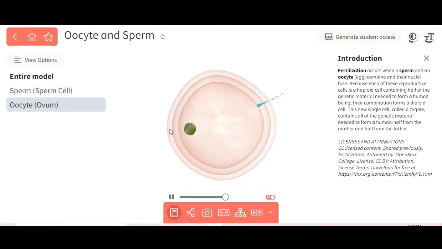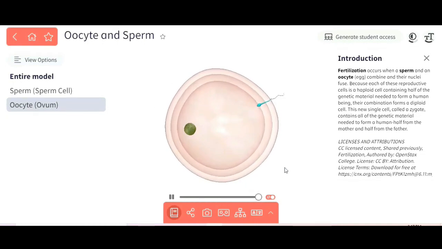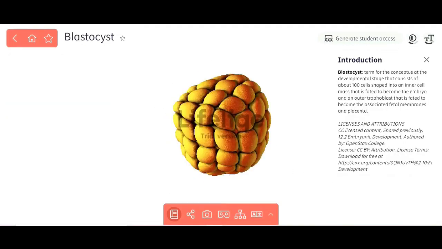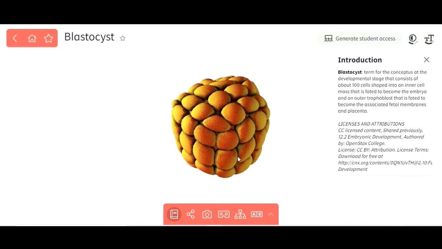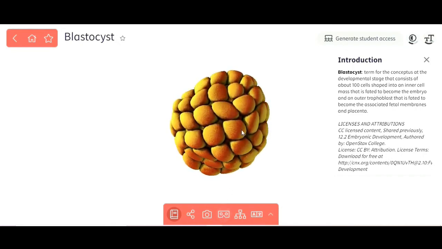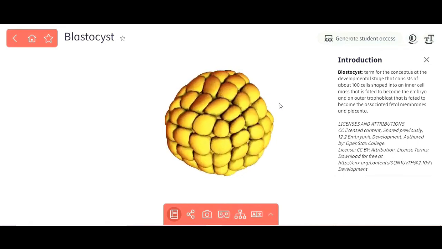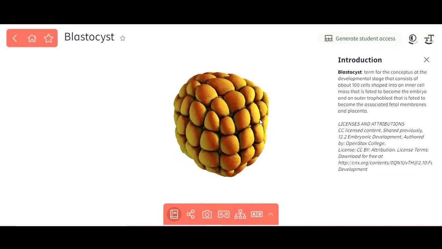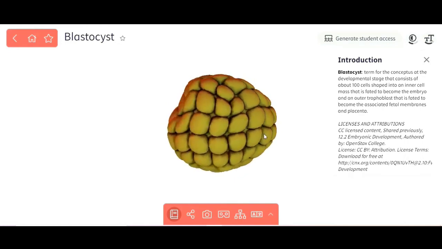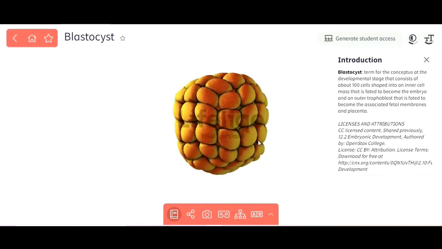So this is the picture and the video of ovum and sperm. We can see in the video, and the second is blastocyst. Blastocyst is the term for the conceptus at the developmental stage that consists of about 100 cells shaped into an inner cell mass that is fated to become the embryo, and an outer trophoblast that is fated to become the associated fetal membranes and placenta.